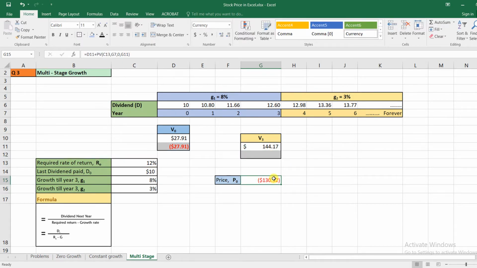Now this is the final present value or the intrinsic value of the stock.